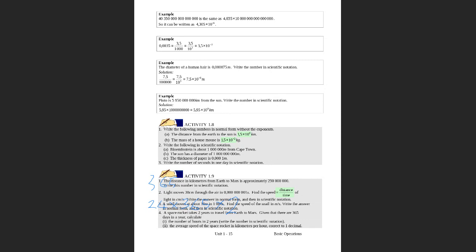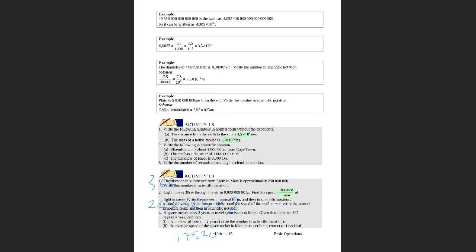Then if we do the calculation, we are going to get 2 times 365 times 24, and our answer is going to be 17520. So this is in a normal form.